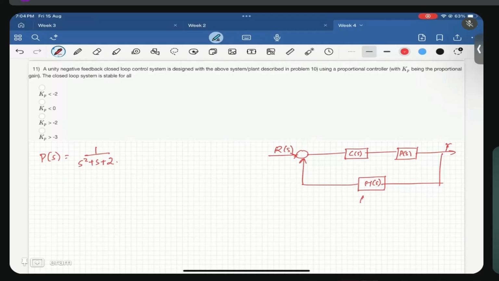Okay, so H(s) in this case is equal to 1 and this is negative feedback. So what will be C(s)? It will be just Kp, right? So G(s) will be C into P, which is Kp by s square plus s plus 2.